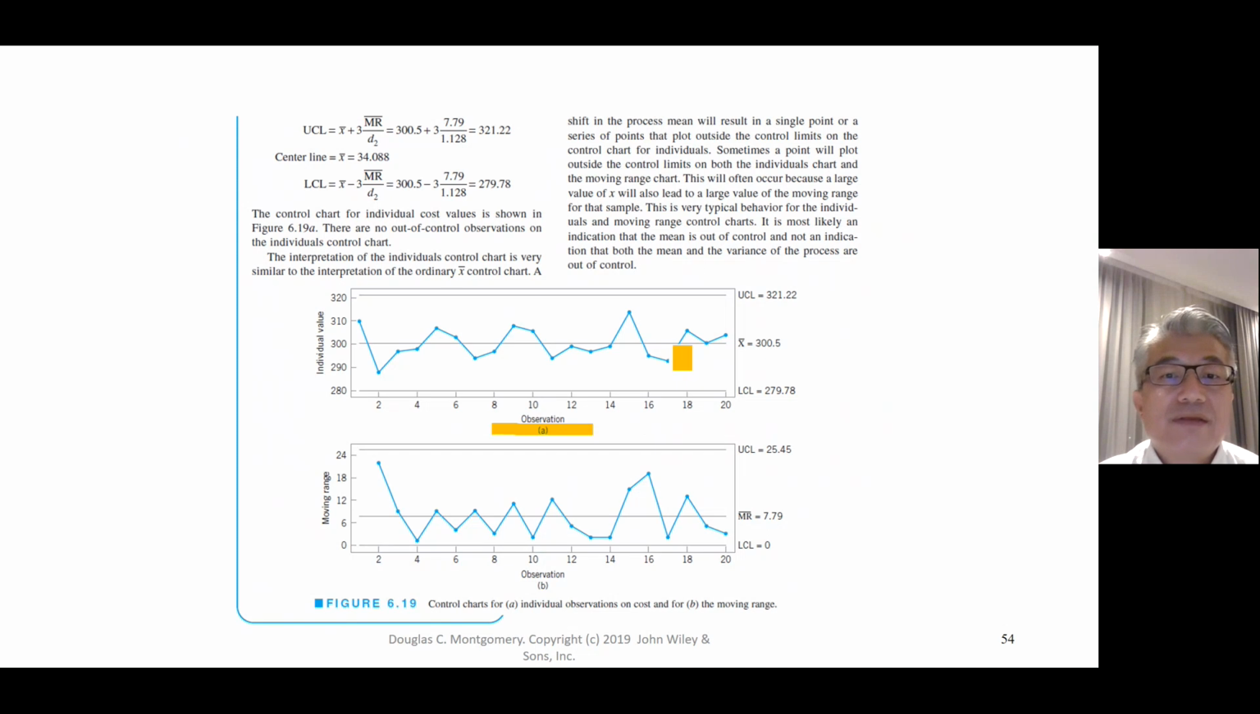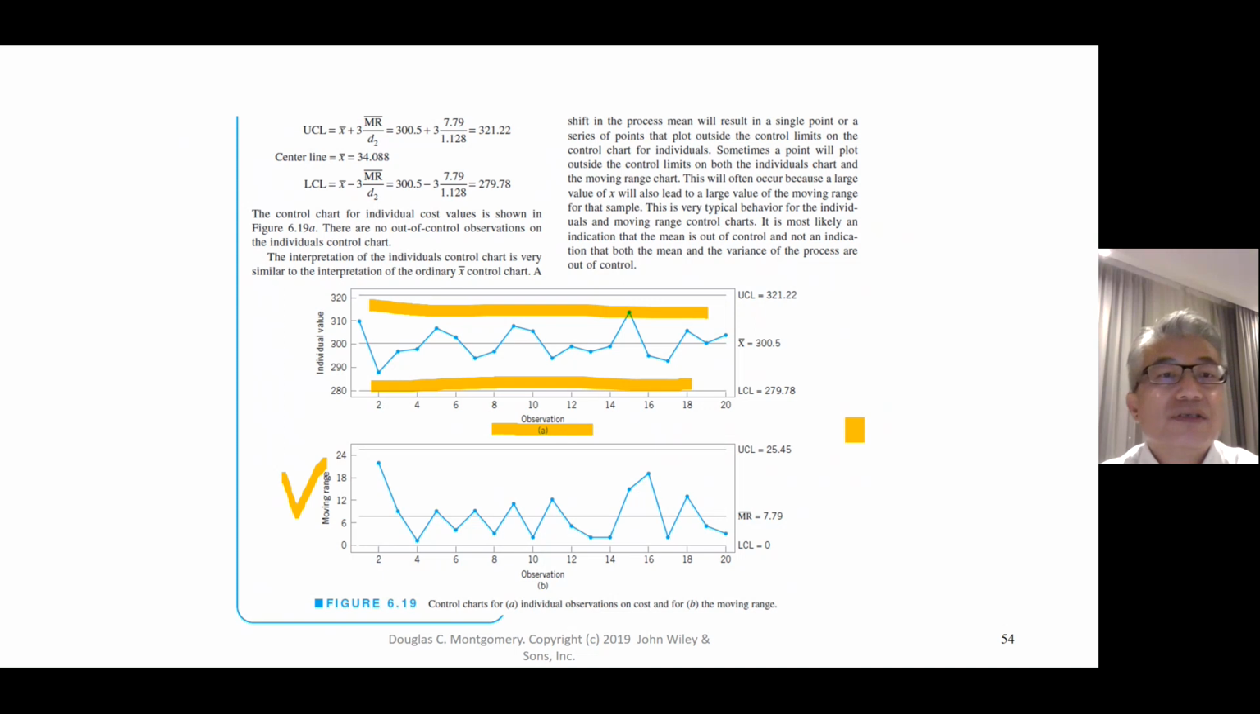So then, this is the individual observation. It seems quite in the status of statistical control. And this is for the moving range.